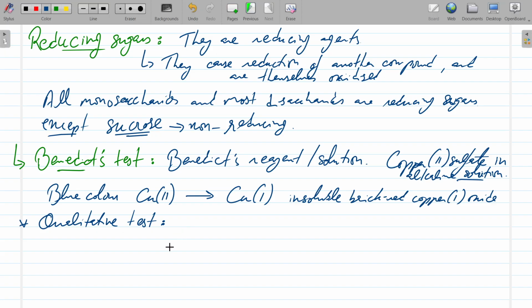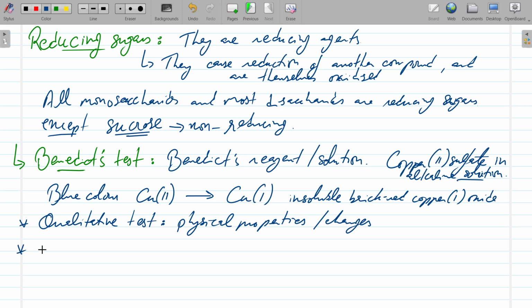A qualitative test is one where you can only tell the presence or absence of something, for example, based on certain physical properties or changes, but it does not give you a quantity as to what you were using, or how much of something changed. So you can't put a number to it.